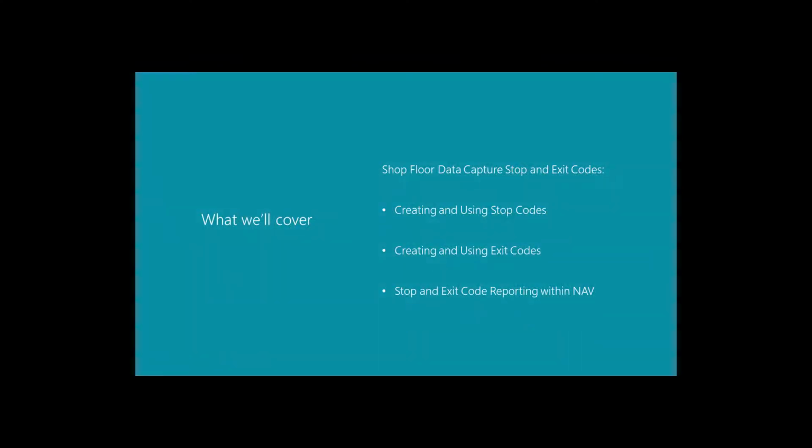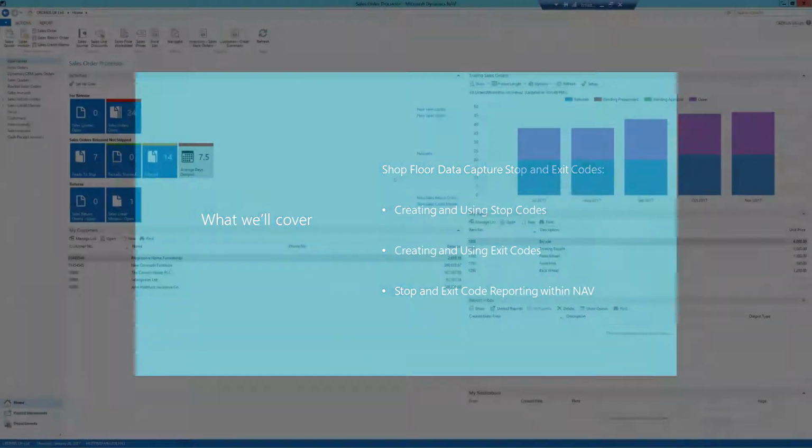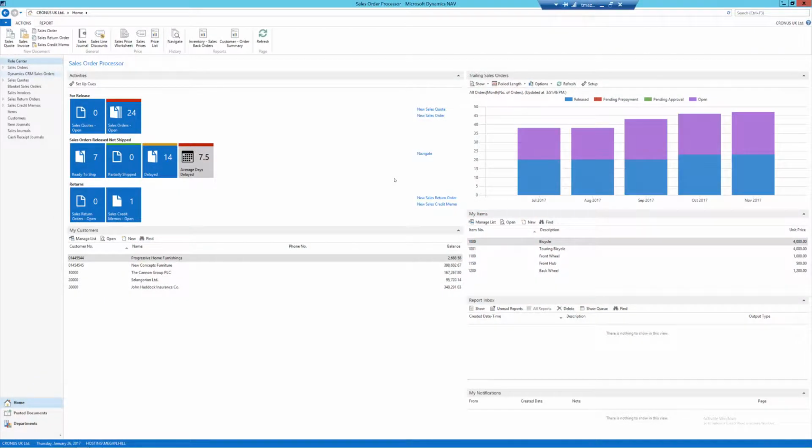In this video, we will cover the creation of stop and exit codes within Nav, as well as their use within the SFDC screen and the reporting that they then produce within Nav. We will begin with the stop codes. These are used to show that a machine is not running and why this is the case.